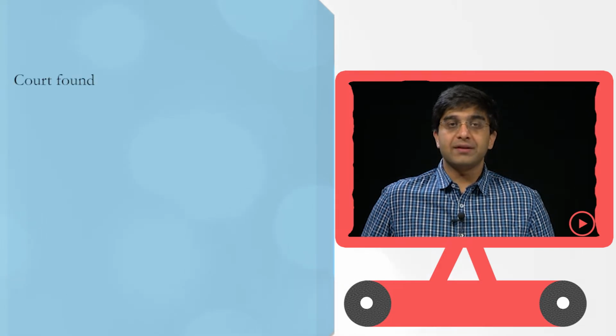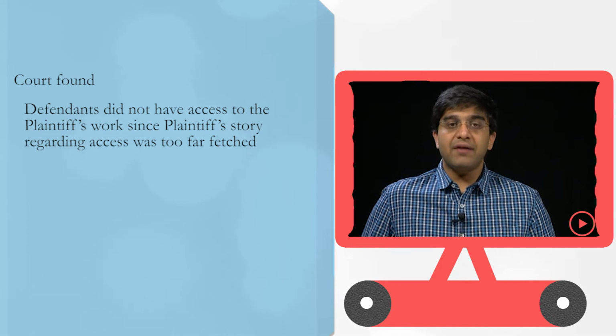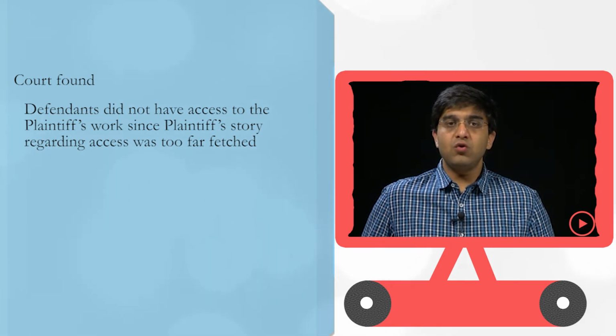The Bombay High Court took up this case and decided on the motion of grant of an interim injunction against the release of the defendant's movies through television channels. The court found two things. Firstly, that the defendants did not have access to the plaintiff's work. The court reached this conclusion on the basis that the plaintiff's story regarding access was too far-fetched.